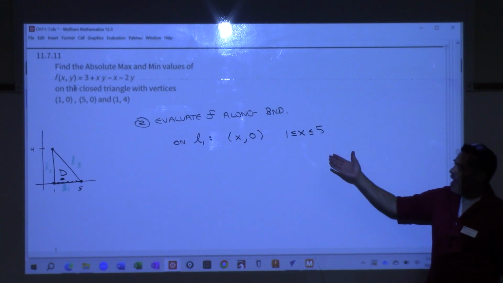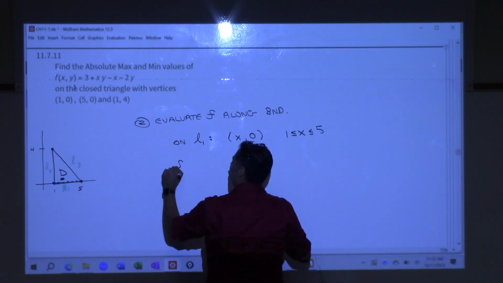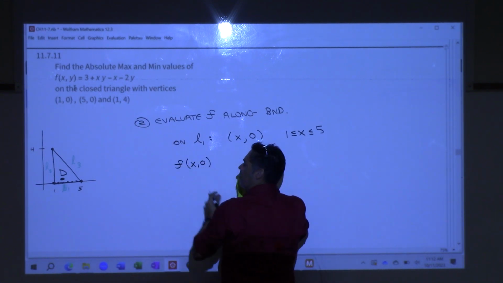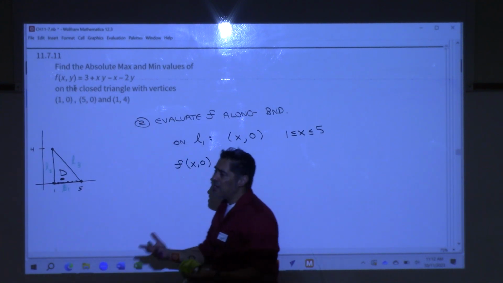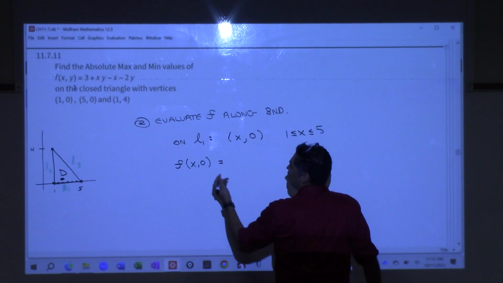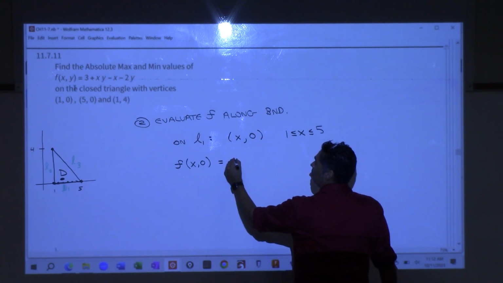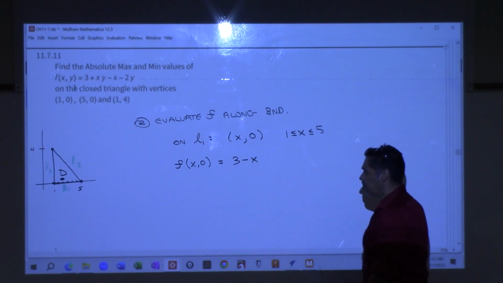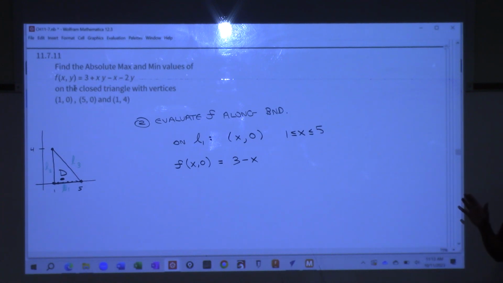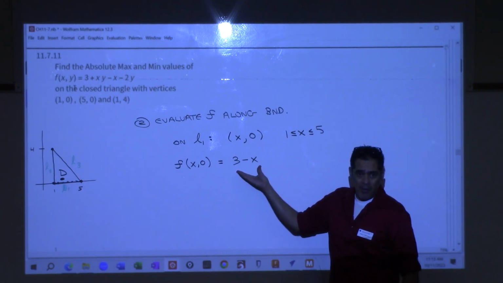So if every point looks like that, then we can take the original function and evaluate it at that generic looking point. I'm taking this original surface and asking, what does that surface really look like if I restrict myself to points that only look like (x, 0)? Now plug in x for x and 0 for y. What would happen if you plug in x for x and 0 for y? You get 3 minus x, right? And what you're looking at here is more of a Cal 1 problem. You're saying, okay, what is the biggest and smallest value this can be on this interval?